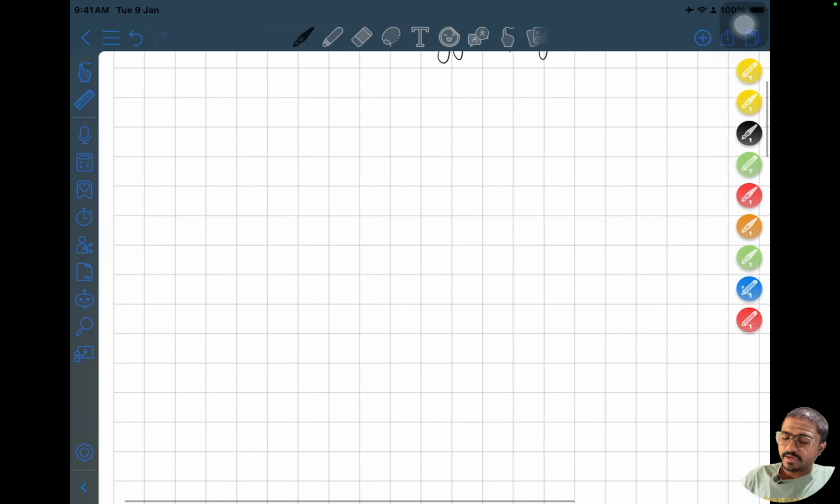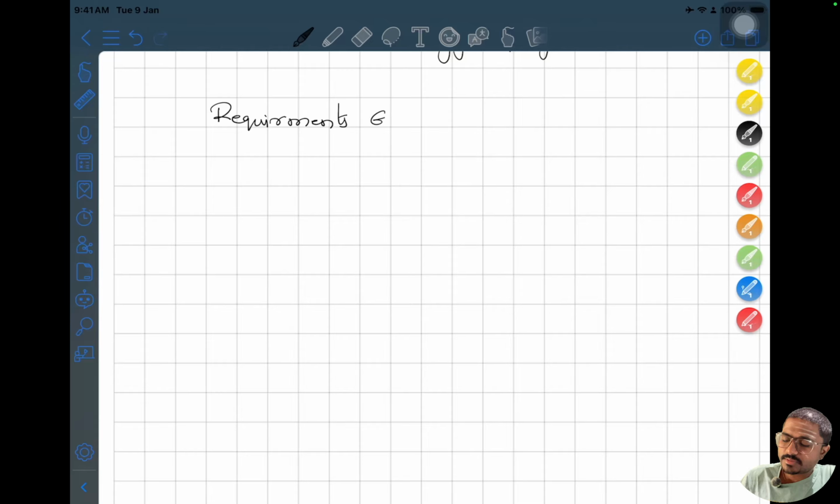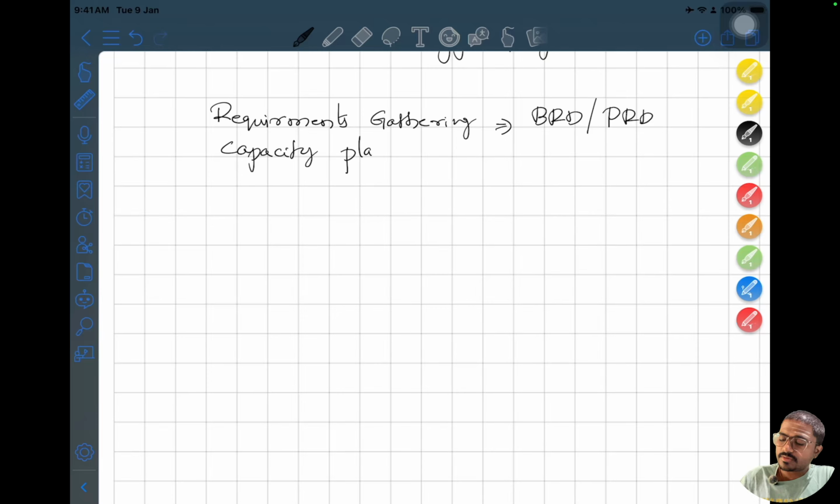So in the previous videos, we have seen the system design steps. We discussed requirements gathering, and in this requirements gathering we create something called a business requirement document or project requirement document. And then we will have the capacity planning. So right now we are in the second step, where we are talking about capacity planning. After this, the next steps will be the high level design document, low level design document, and so on, that we have discussed previously.